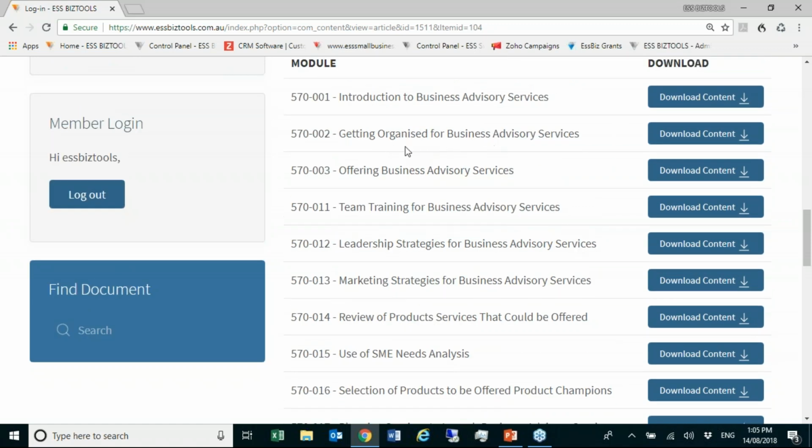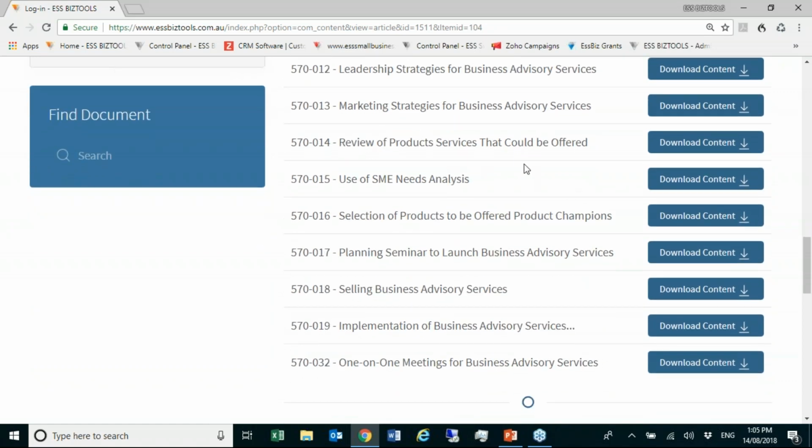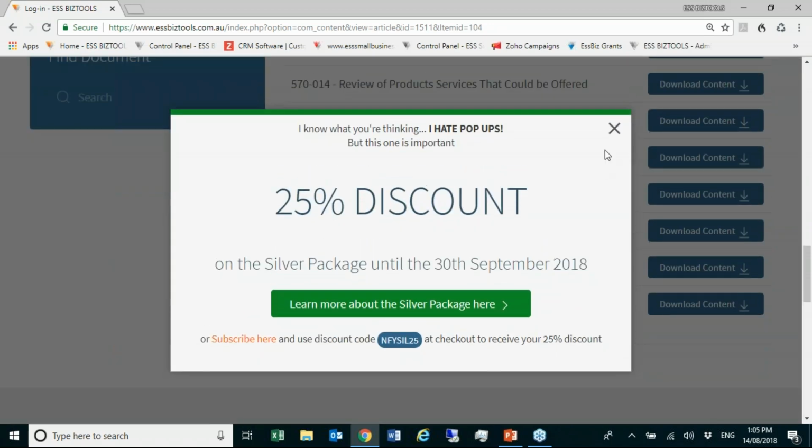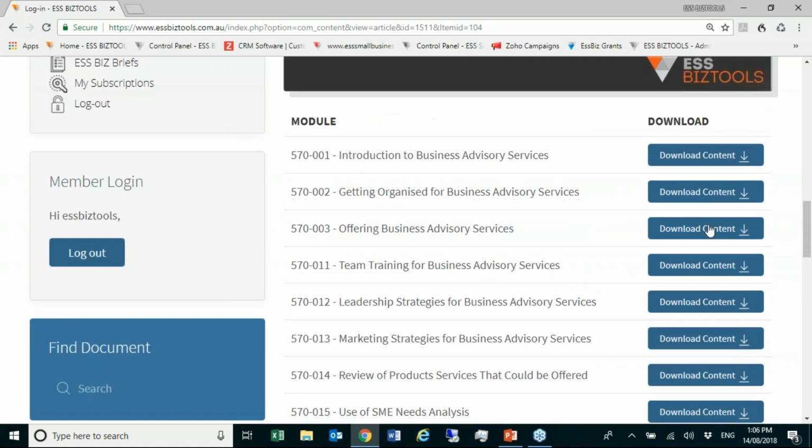So those modules are an introduction, getting organized, offering business advisory, team training, leadership, marketing strategies, review of products or services, the use of the SME analysis, selection of products to be offered, planning seminar to launch business advisory services, selling business advisory services, implementation. That's the big challenge, to be able to implement, and then one-on-one meetings talking to your clients. So that's where that material is. You just click on download a course and you will get access to it all.